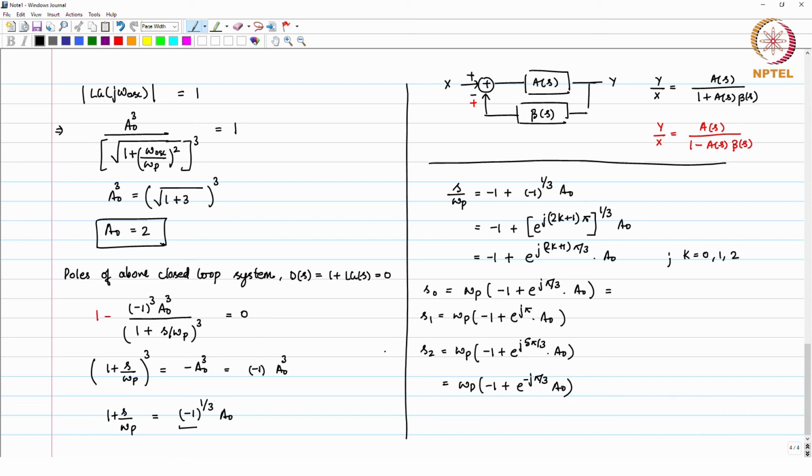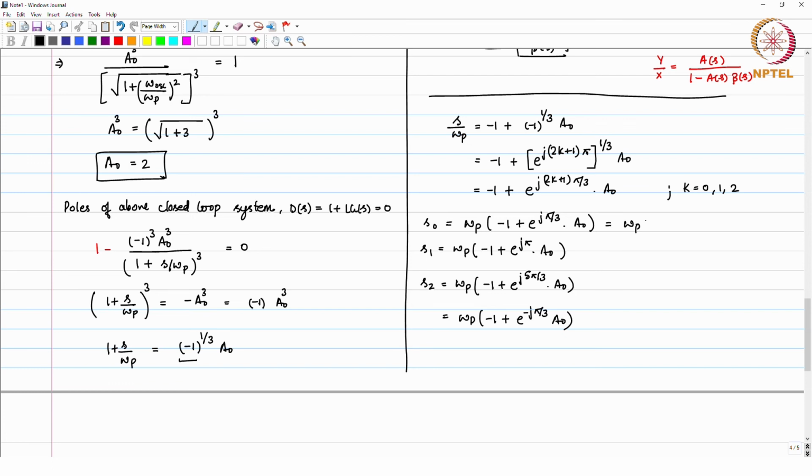Okay. So, I will just expand this: omega p times minus 1 plus A naught times cosine of pi by 3 is half, sine of pi by 3 is j root 3 by 2. This one, e power j pi, is minus 1. So, this is omega p into minus 1 minus A naught, and this value is going to be omega p into minus 1 plus A naught times half, this is minus pi by 3. So, half minus j root 3 by 2.